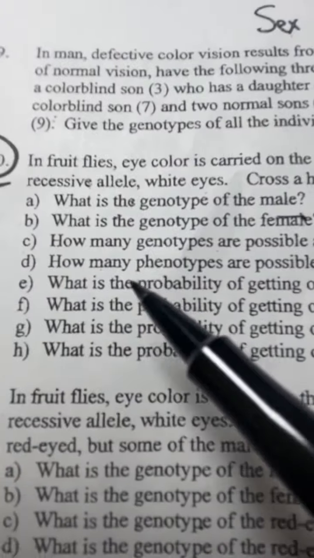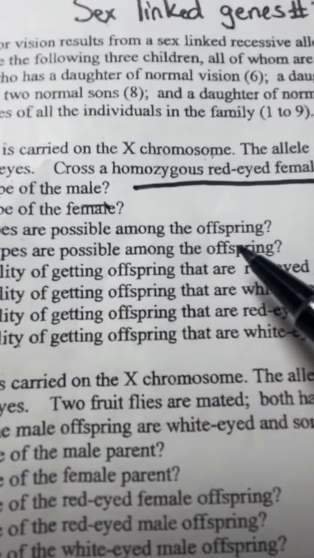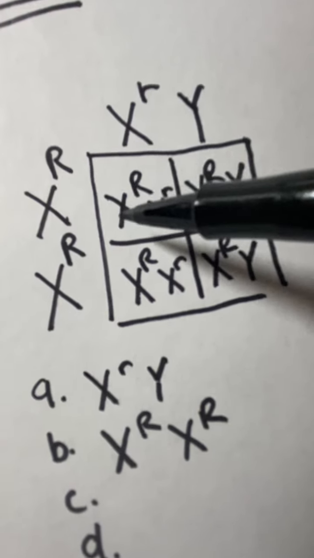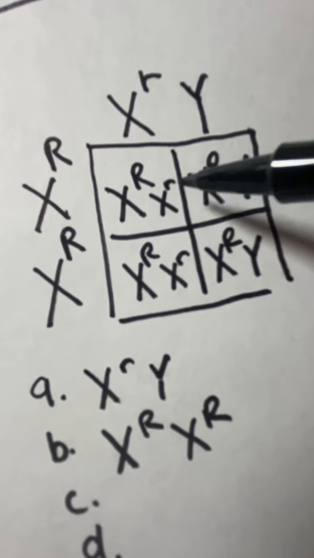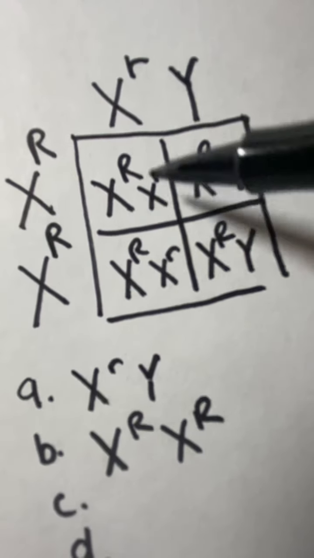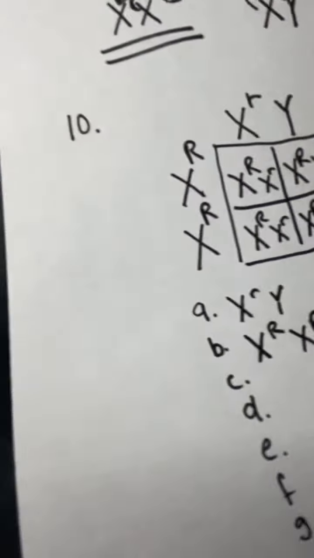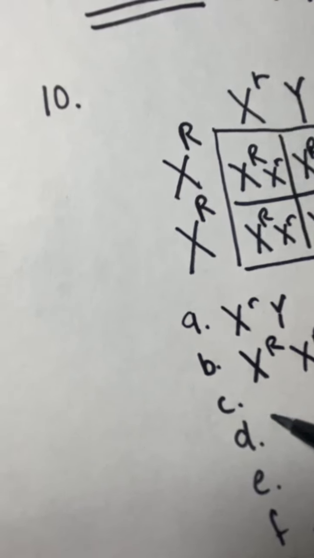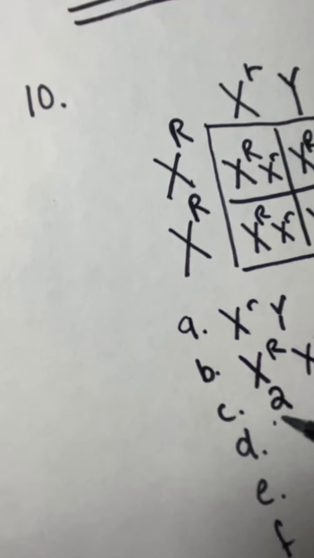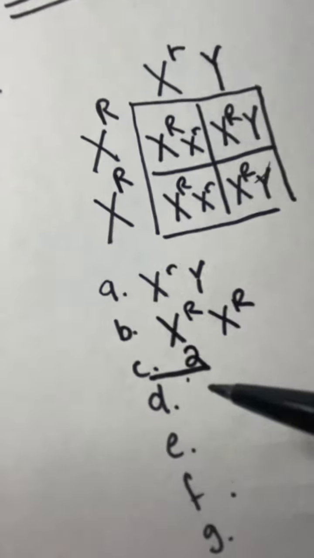C, it says, how many genotypes are possible among the offspring? If you look here, there's only 2. X capital R, X lowercase r, and X capital R, Y. These are the same, and these are the same. So there's only 2 different types of genotypes possible. And this is question C. So I have to make sure my lines are straight, but there you have it.